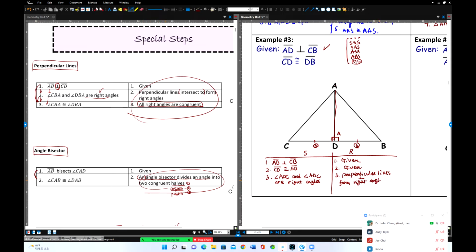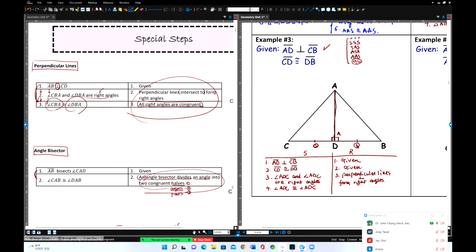Because we have 2 angles there, right angles. You can write down this one. Now you can make a conclusion, right? These 2 angles are congruent. So angle ADC is actually congruent to angle ADB, okay?